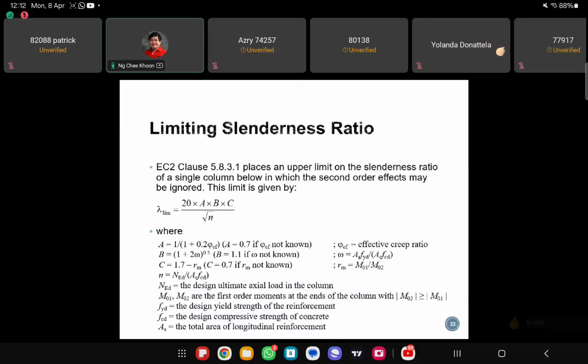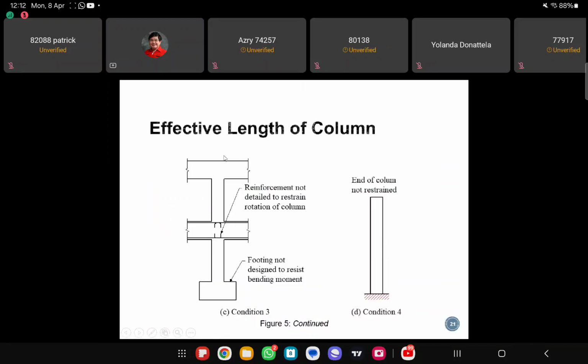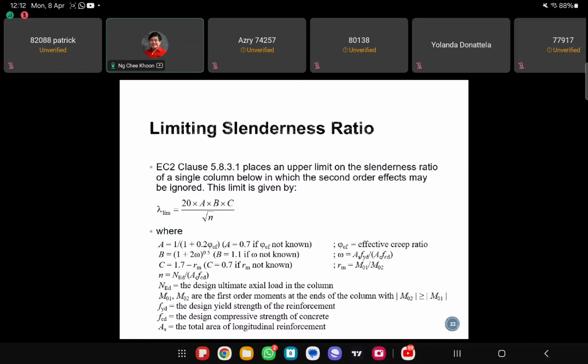All right, let's start our lecture for today. So previously, we've had a look at how we calculate the effective length of a column. So now we want to calculate another term that is called the limiting slenderness ratio.